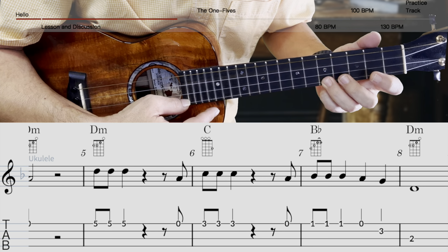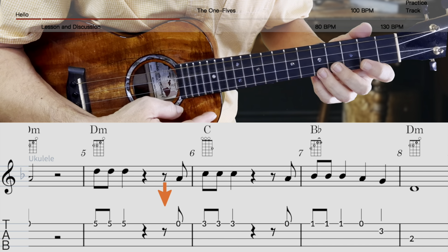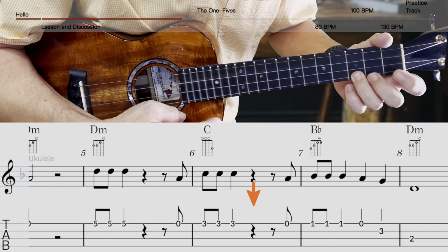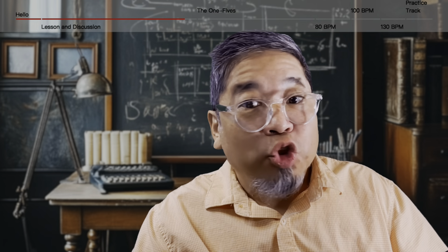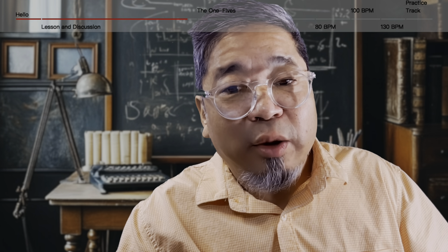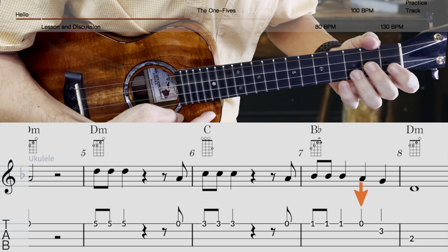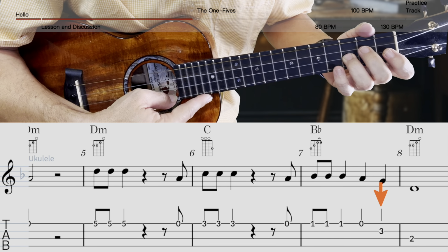Moving on to measure 5. Ready? Go. 5, 5, 5, rest, rest, 0, 3, 3, 3, rest, rest, 0, 1, 1, 1, no rest. Changing strings now. Get ready, here comes the tricky part. You start with the 0, move to the string above for the 3, and then the string above that for the 2.